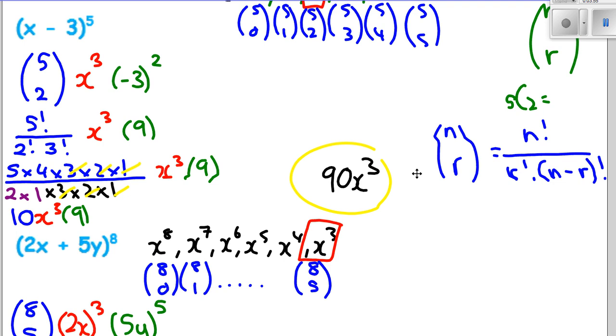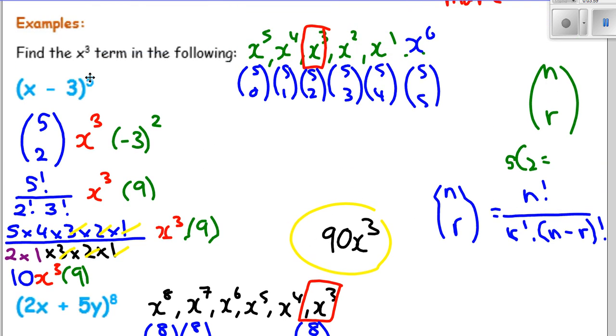And again, always double check, is it wanting the term or is it wanting the coefficient? Because you don't want to write 90x cubed as your answer if all they wanted to know was the number 90. So they test you on that a bit.